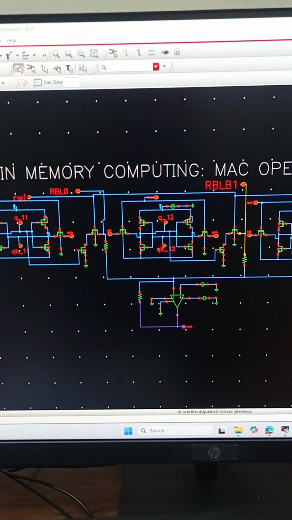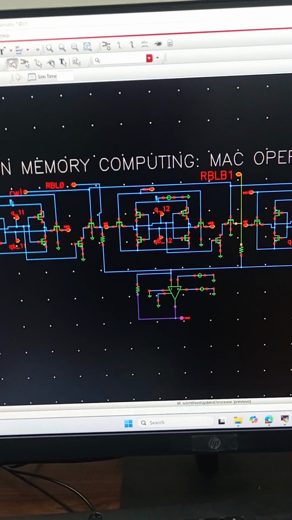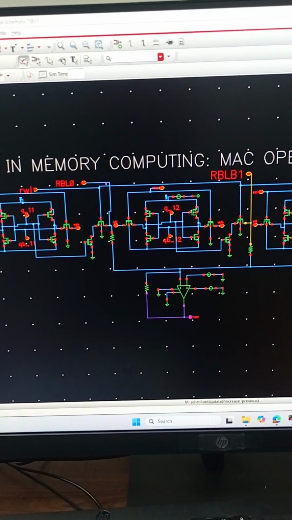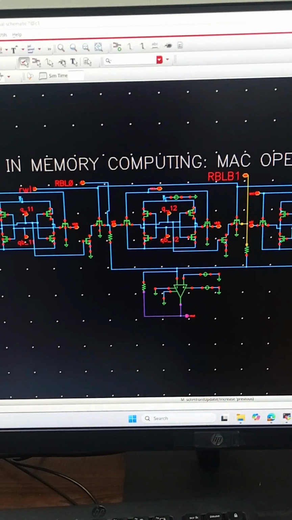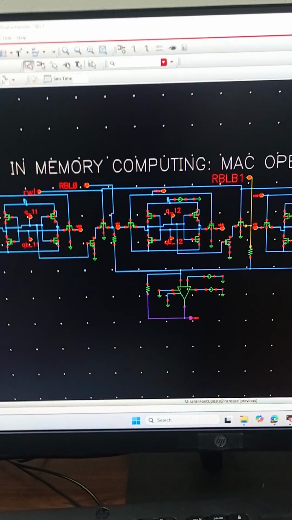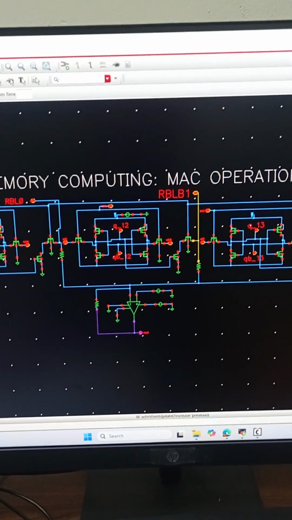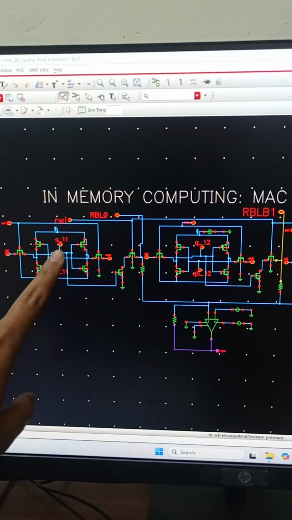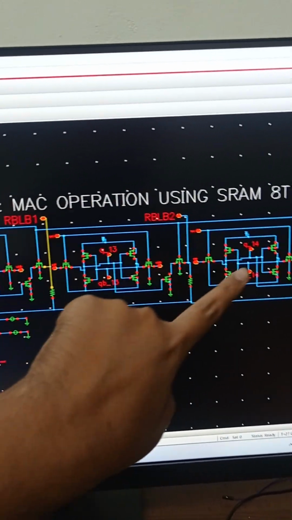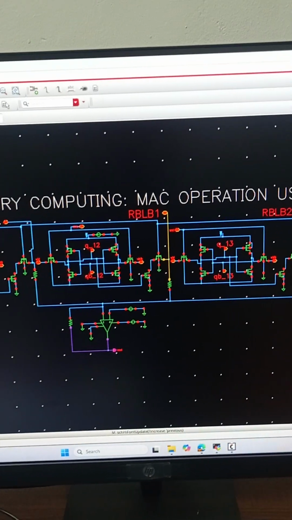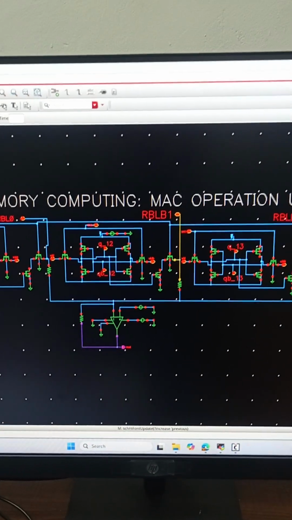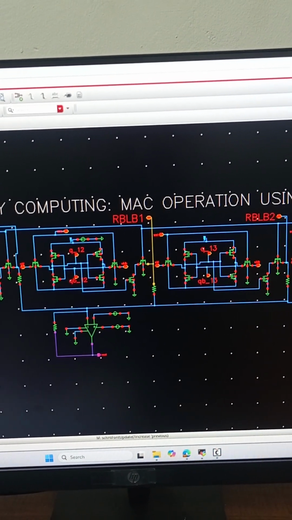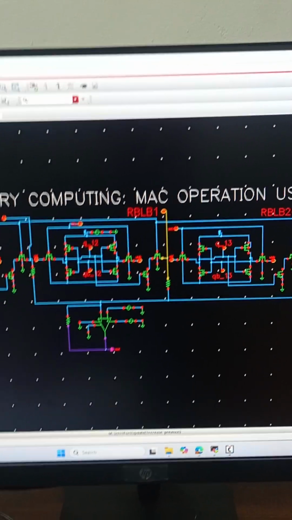And when I am storing 8 as the weight and the input activation is the same 1 volt, then I am getting 816 millivolt. Similarly, when I am storing 15 as the weight, 15 means all the four cells store 1, 1, 1, 1. So that is the 15. So when the weight is 15, then I am getting 1.44 volt. So we know, as the weights are increasing, our output voltages are also increasing.